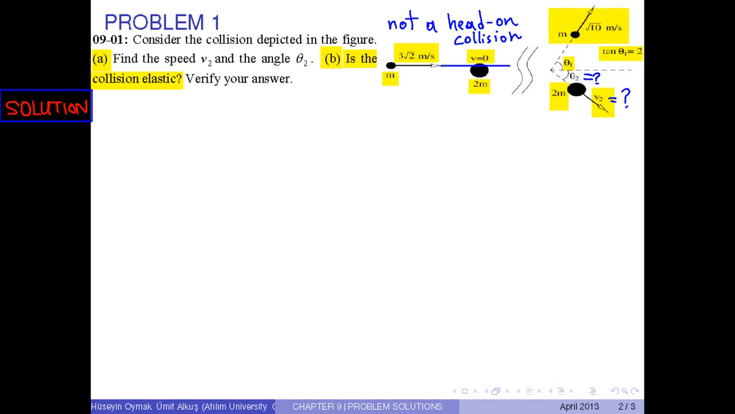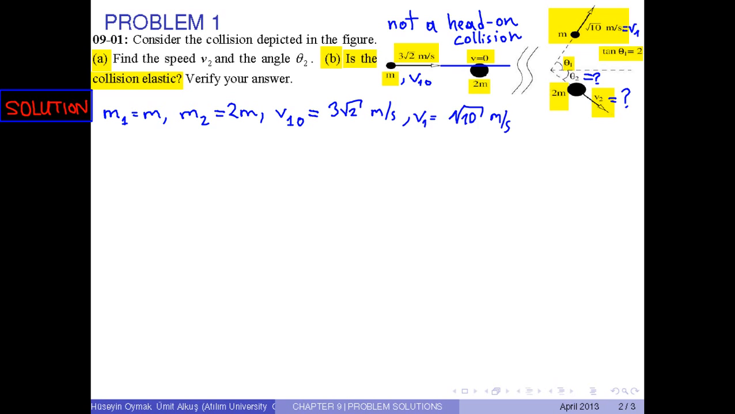Conventionally, we first write the given quantities. m1 equals m, m2 equals 2m, the initial velocity of mass m, shown by v10, is 3 times square root of 2 meters per second, and the velocity of mass m after the collision, denoted by v1, is square root of 10 meters per second, and tangent theta 1 is 2.